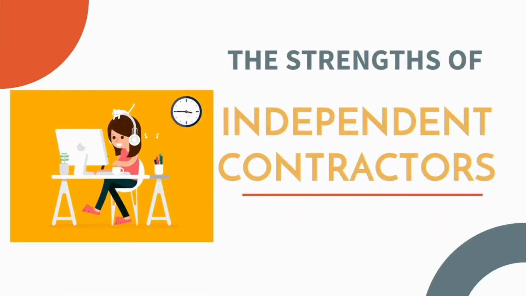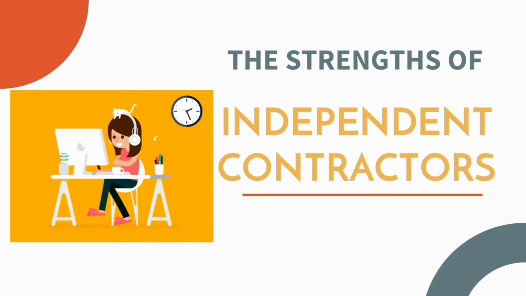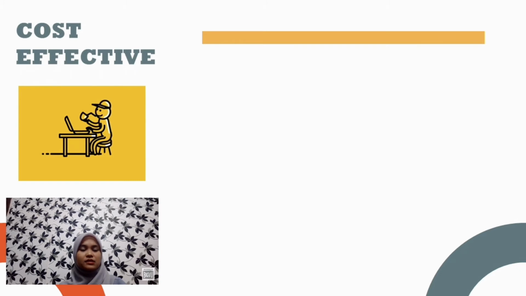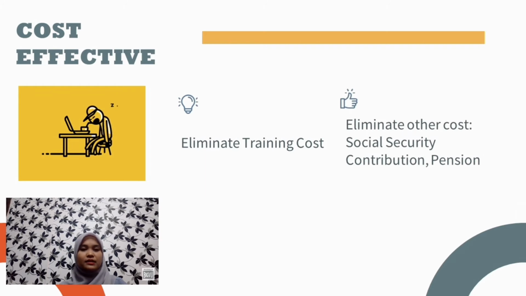The second method mentioned in the article is independent contractor, also known as freelancers, and I will explain the strengths of this method. The strength of hiring freelancers is cost effective. Independent contractors or freelancers normally have expertise or knowledge in certain fields, so the company can reduce the cost of training. Other costs that are not borne by the company are their social security contributions, pension, and other benefits.